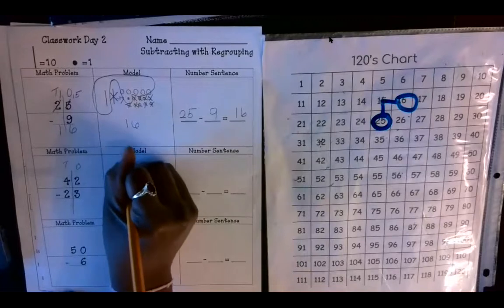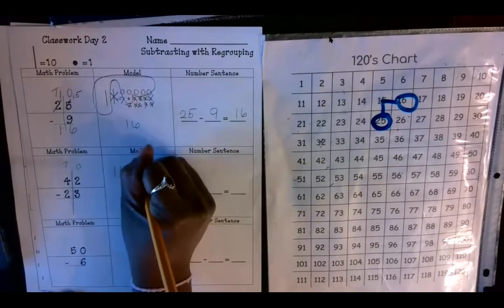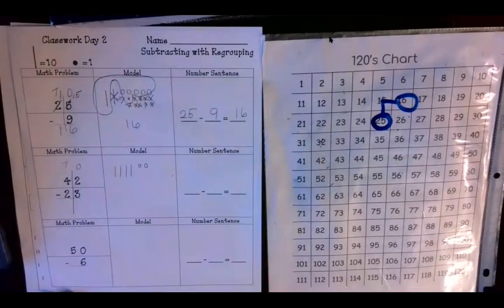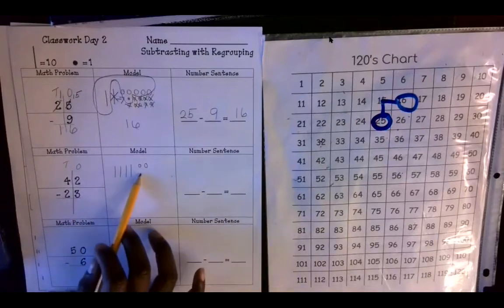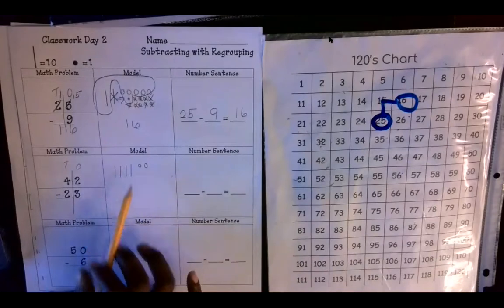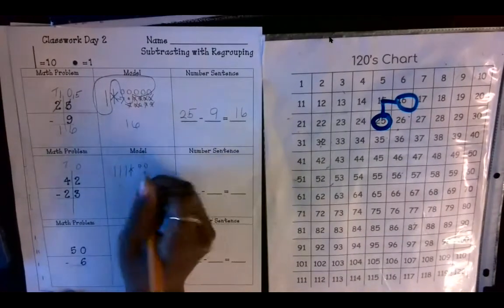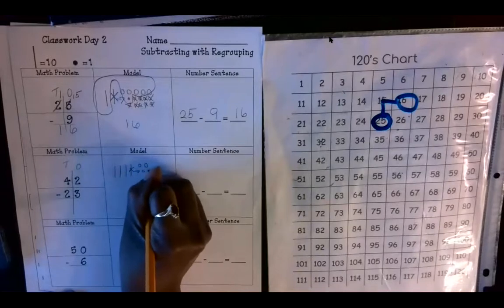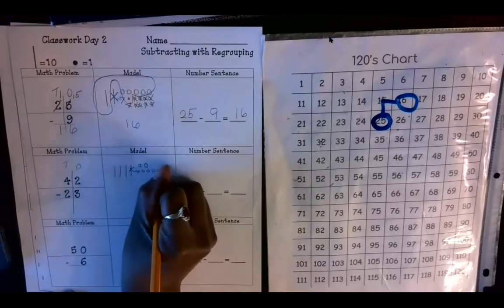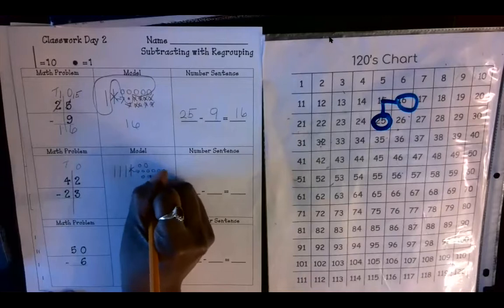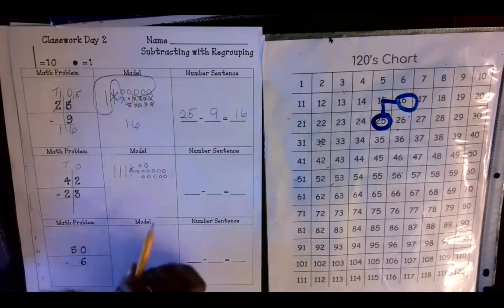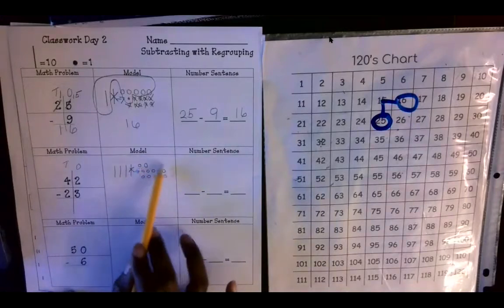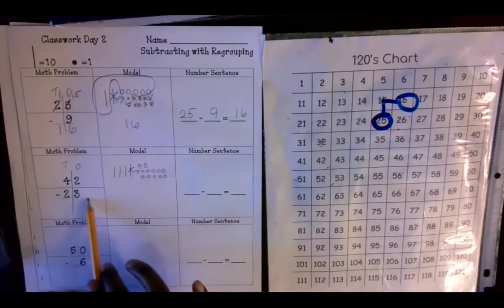10, 20, 30, 40, 41, 42. Minus 23. I only have 2 ones in the ones place, but I need to subtract 3. I don't have enough. So I'm going to go over here to the tens place. I'm going to take this 10 tower and I'm going to break it up into 10 ones. 2, 3, 4, 5, 6, 7, 8, 9, 10. Now I have enough ones. I now have 10 plus 2. I have 12 ones. Now I have more than enough.